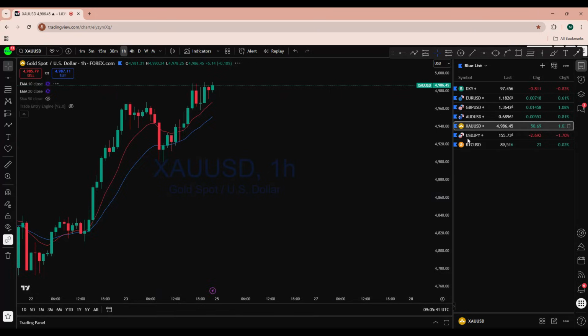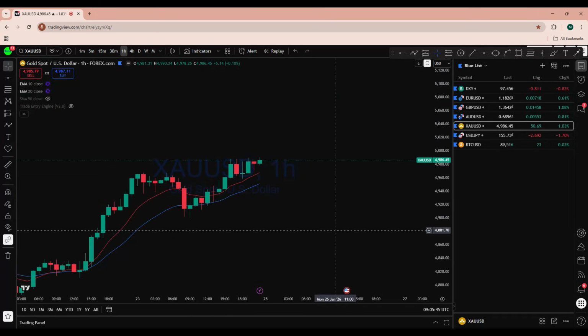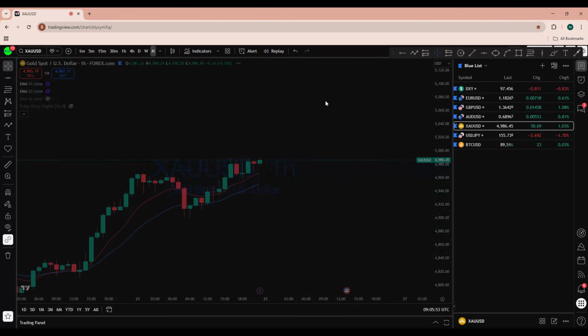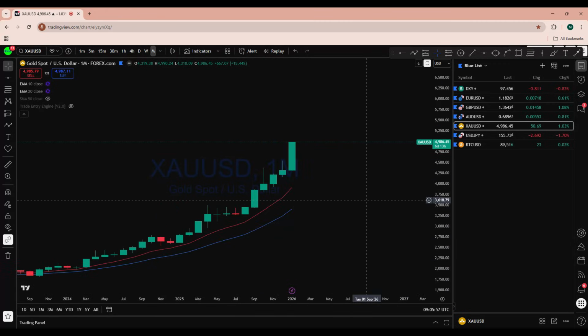Now looking at XAUUSD, gold, if you looked at the past week, was highly volatile, and it's in fact currently in a very strong trend. So let's look again at the multiple time frame analysis to see where it is heading.